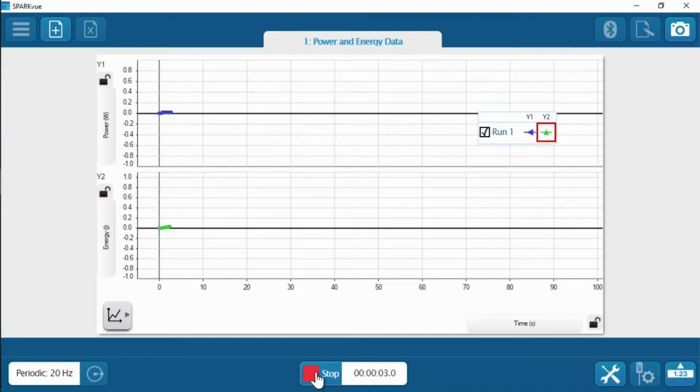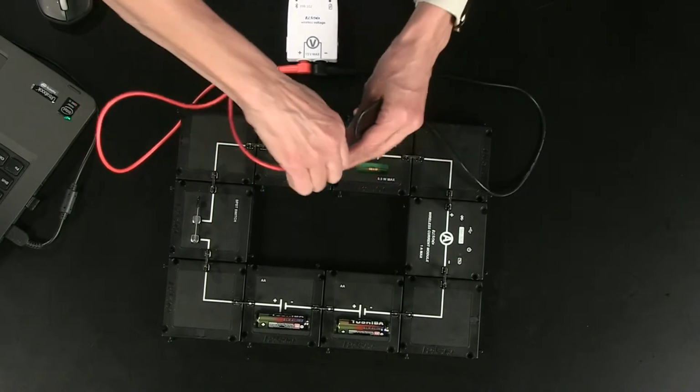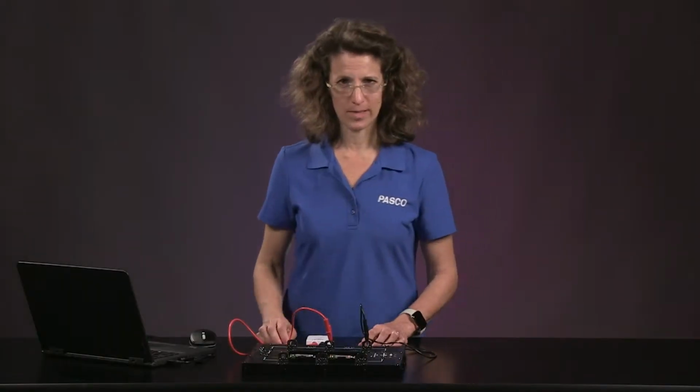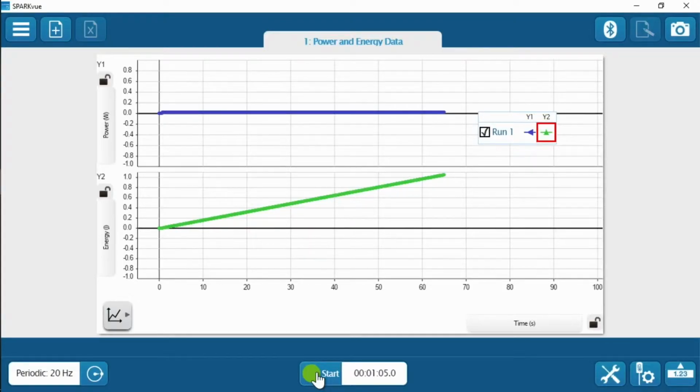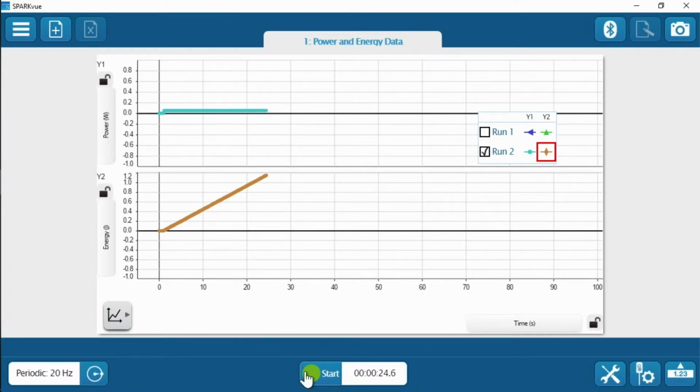We will continue recording data until the energy output reaches 1 joule. Next, we will move our voltage sensor to measure the voltage across the 100 ohm resistor, and we're going to repeat our experiment. We'll start recording data, close the switch, and stop when we've recorded data for 1 joule of energy.